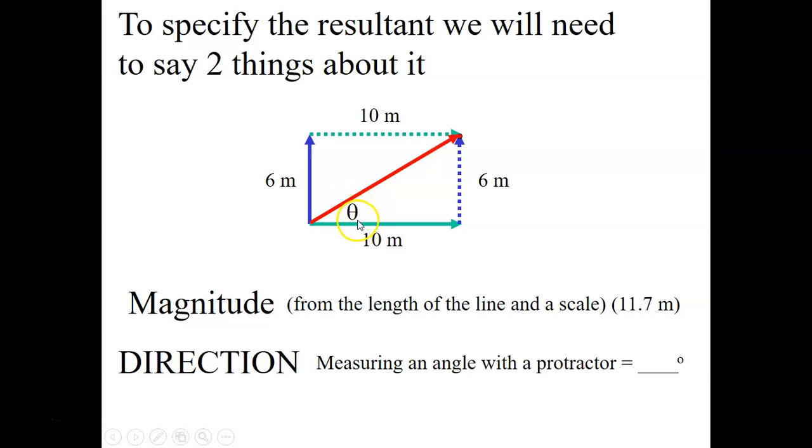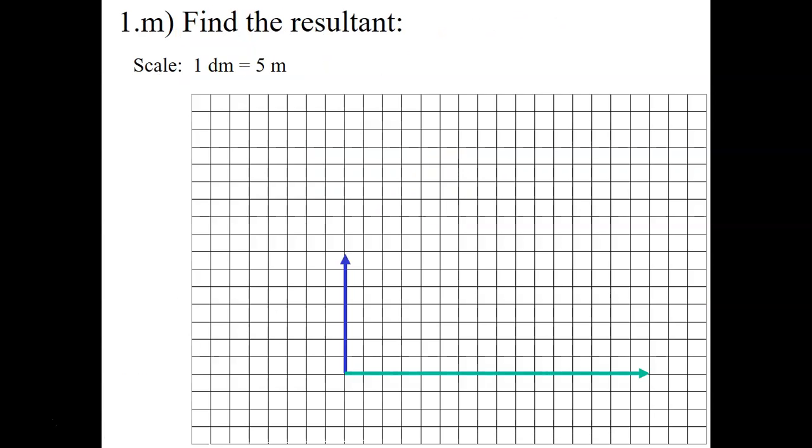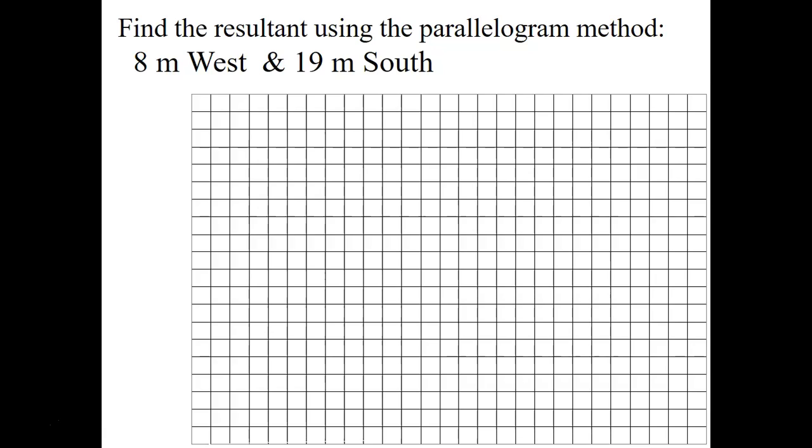So we would measure that with a protractor. So you'll need a protractor and a ruler for today's activity. Hopefully you have those on hand. Okay, so let's work an example. We're going to add 8 meters west and 19 meters south. You want to do this on graph paper if you have it. If not, you can make do with regular paper, but it's a little easier with graph paper.